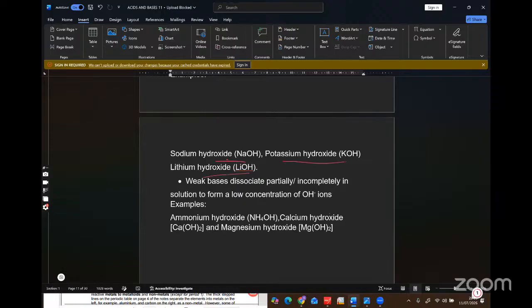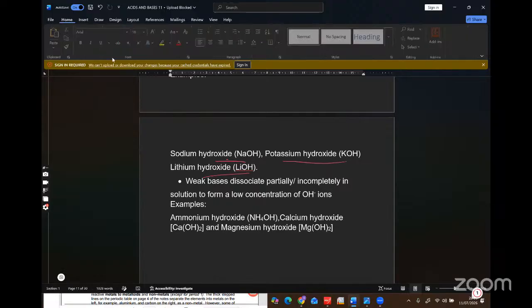And then the weak ones are the ones that partially dissociate. So examples of this are ammonium hydroxide, calcium hydroxide, and magnesium hydroxide. These are the weak ones. So that is what the definitions are. I think I should go to home. Okay.